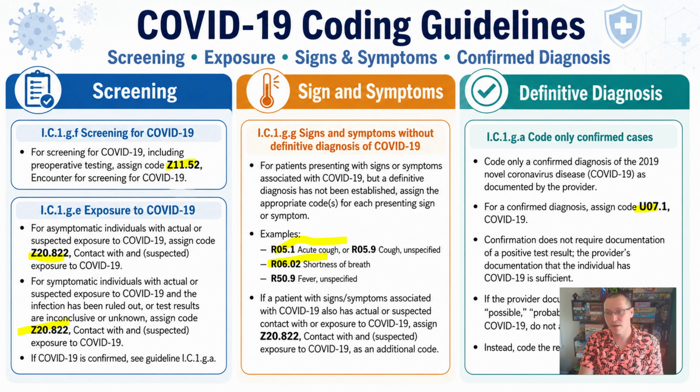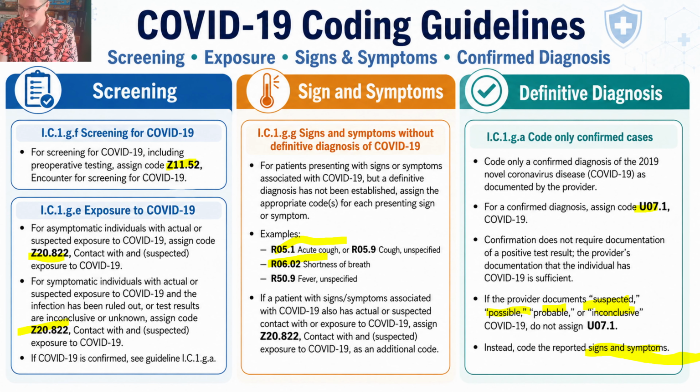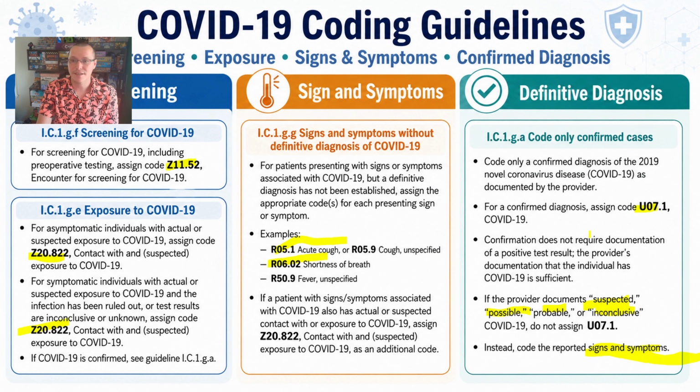And then just always remember, if you're an outpatient provider, do not use any of these swear words: suspected, possible, probable, or inconclusive. If you use any of these words, then instead the sign and symptom codes must be reported because definitive language isn't used there. Let me move my blob here real quick so we can see what I'm talking about. So these guidelines down here are the uncertain guidelines broken down for specifically COVID.